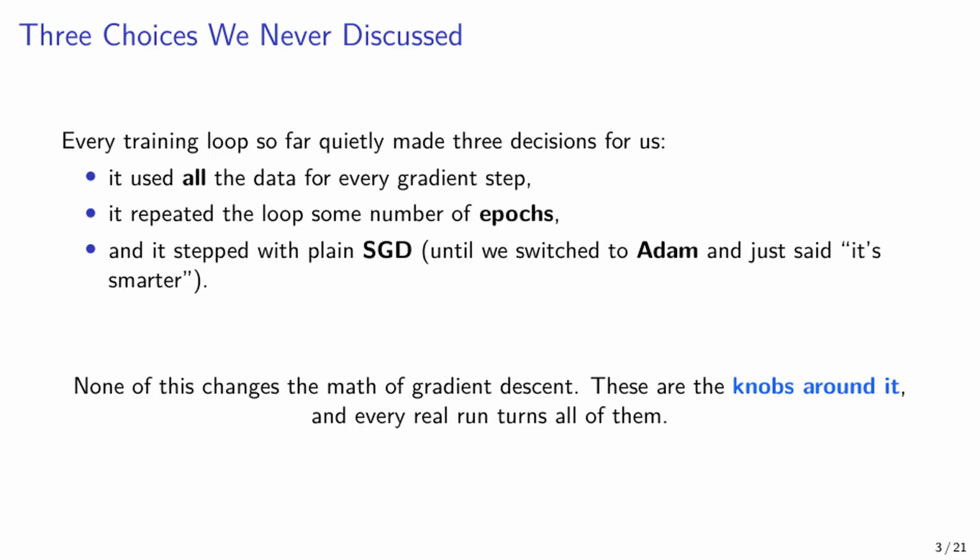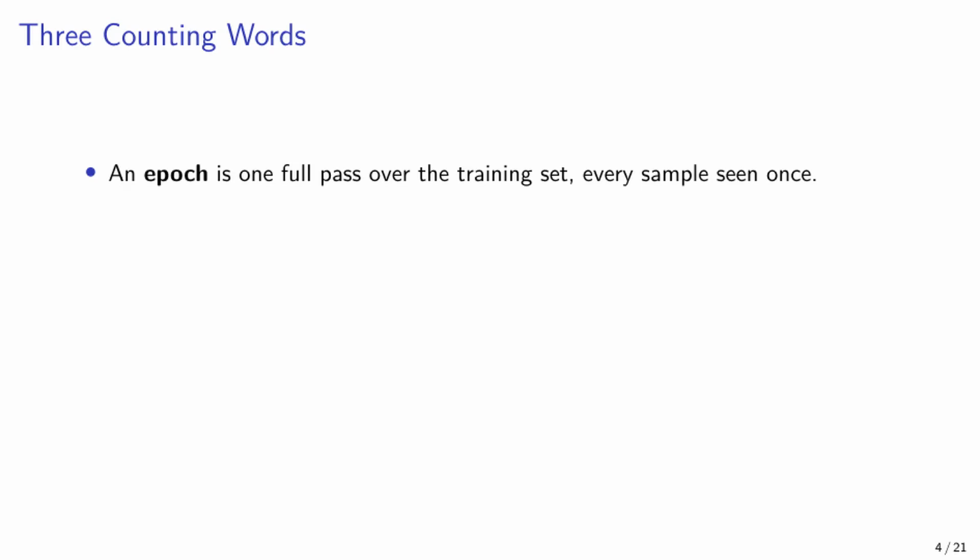Here is the framing for the whole topic. None of this changes the math of gradient descent. These are the knobs around it. And every real training run turns all of them. 3 counting words cover everything. The first is epoch. An epoch is one full pass over the training set. Every sample seen exactly once.